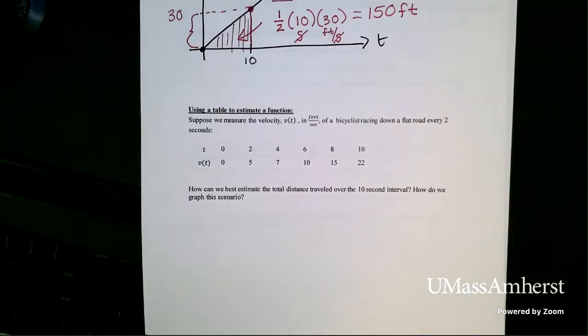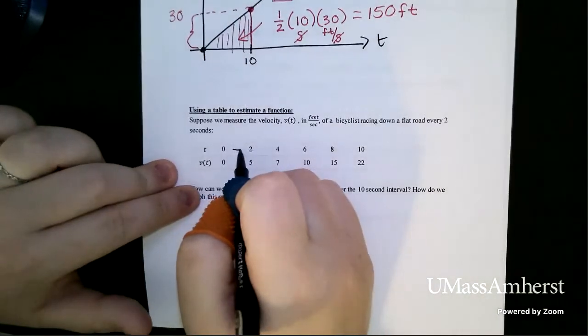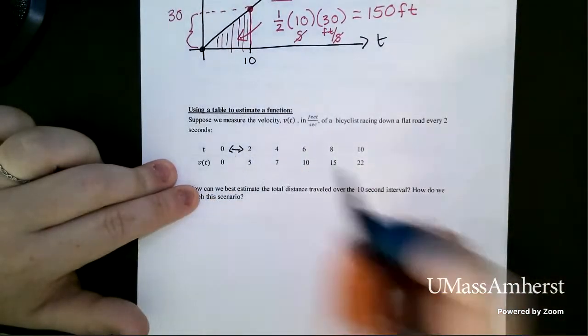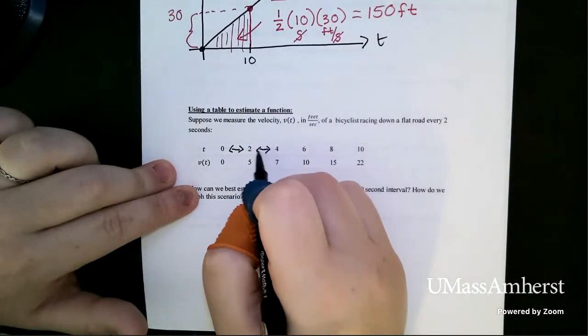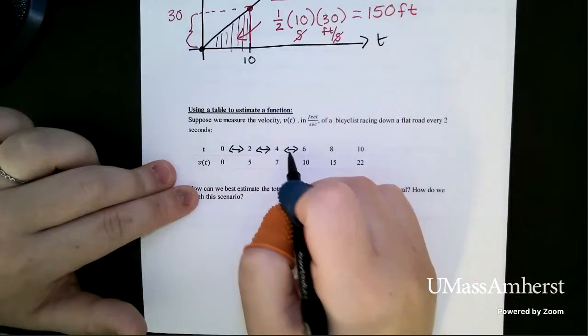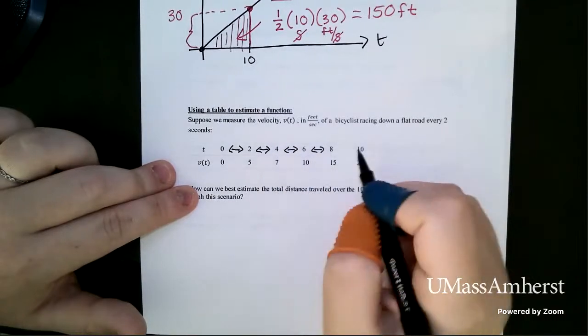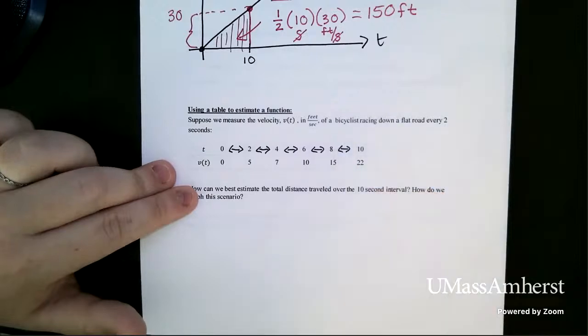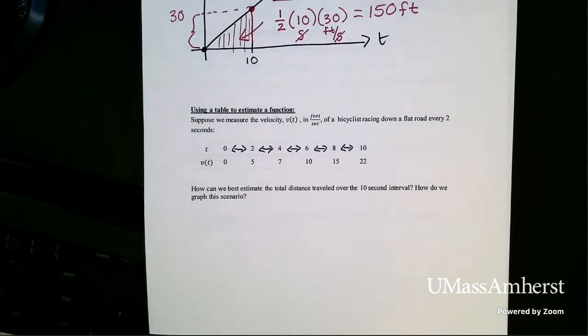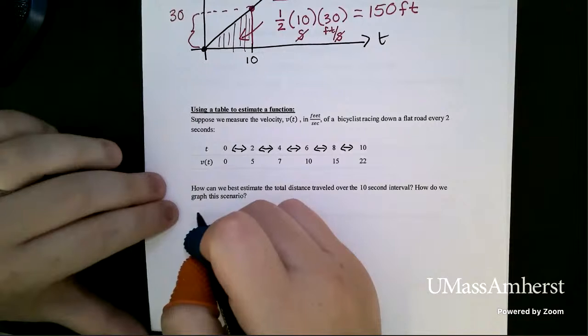And the way that we approach this is we consider each of these little time intervals. Okay, so this is 2 seconds. This is 2 seconds. This is 2 seconds. This is 2 seconds. And this is 2 seconds, right? So from time equals 0 to time equals 2.